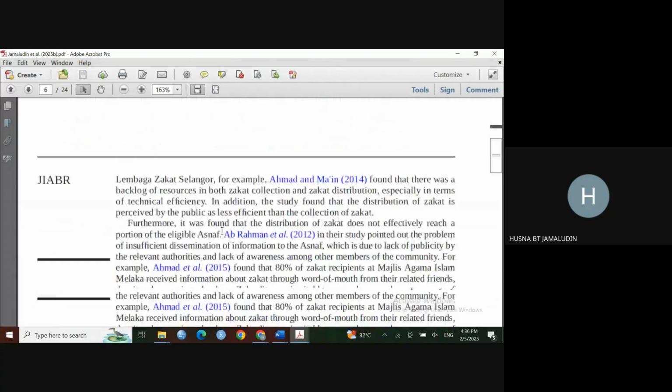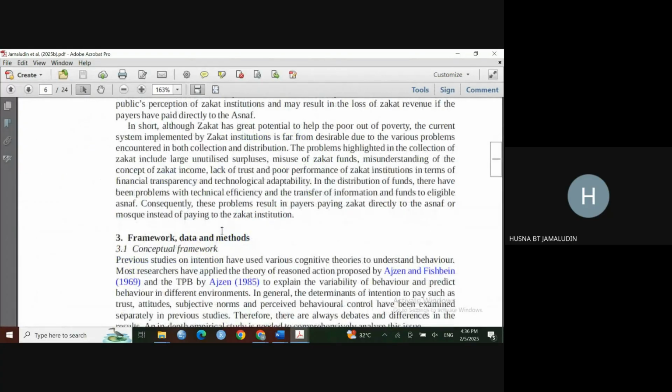Okay, you have so many reviews here, right? So many studies. So I found that, in short, although zakat has a great potential to help the poor out of poverty, the current system is far from desirable. So this is something missing in the system. Okay, so you are showing what is missing and what you want to do to improve the problem.